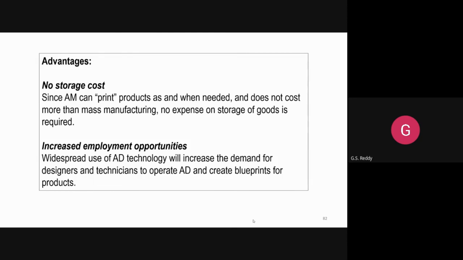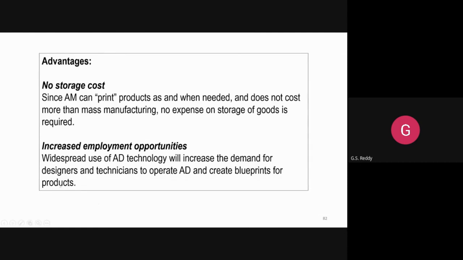I mean, the customer can send you the 3D coordinates data itself, so that you can directly start making the CAD model, STL and slicing, and then start manufacturing. And also there is no storage cost, because the moment the order comes, the people are in a position to manufacture and supply. The process offers that kind of situation.